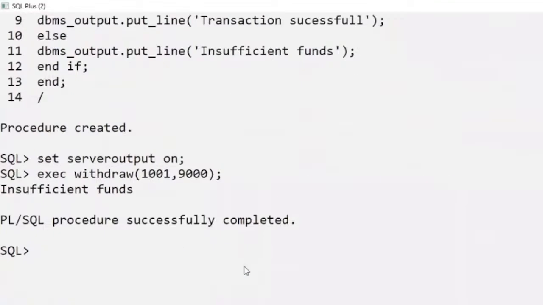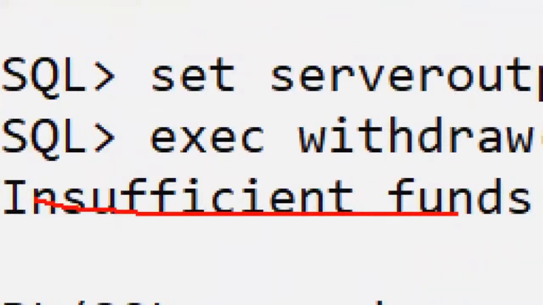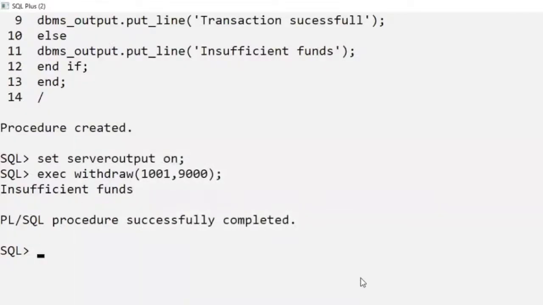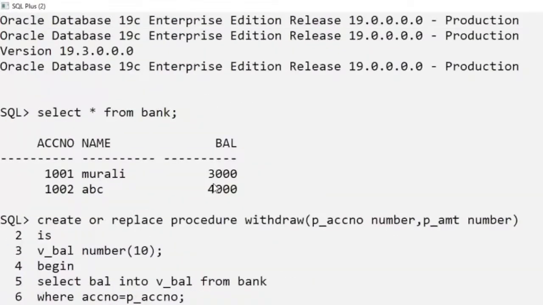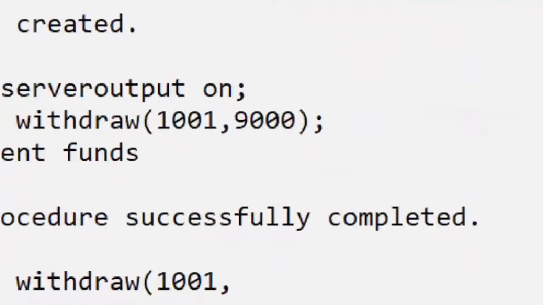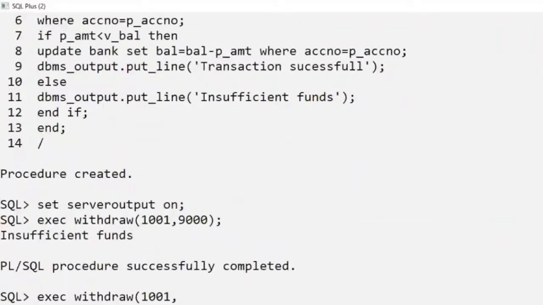Now, suppose, observe the logic here: insufficient funds is a message, and it will be displayed. Another case, OTP validation, all those things are the same. For example, in this case my balance is 3,000, and now I try to withdraw 2,000 rupees. Observe here: 1001 is my account number. I try to execute withdraw again. So now the procedure, I try to withdraw 2,000 rupees.